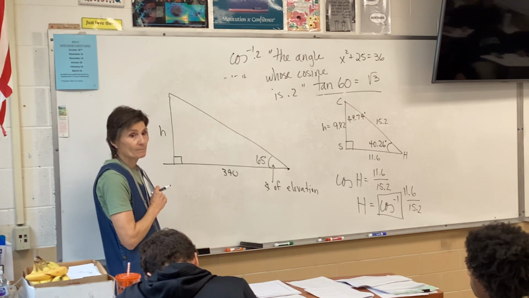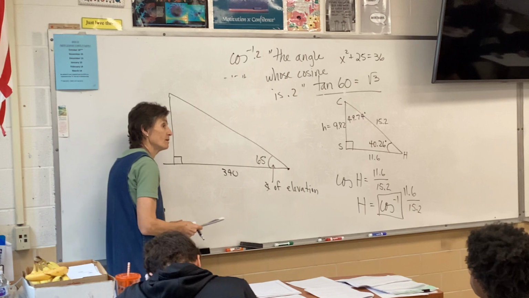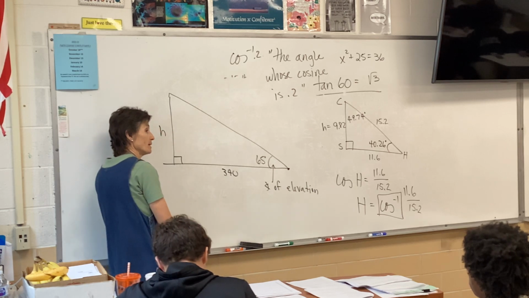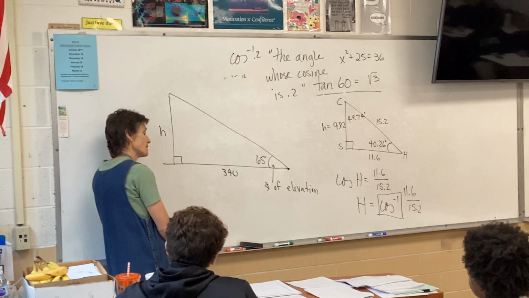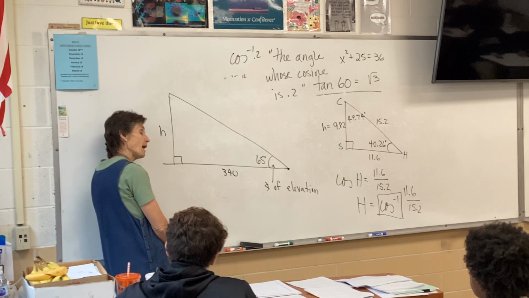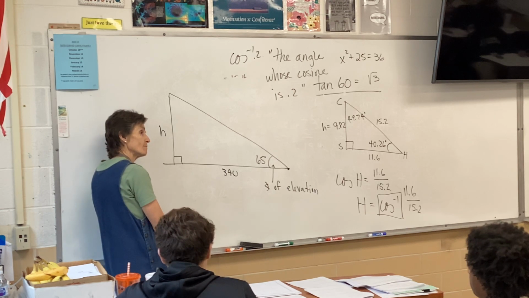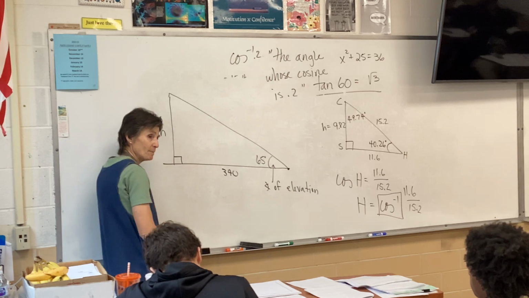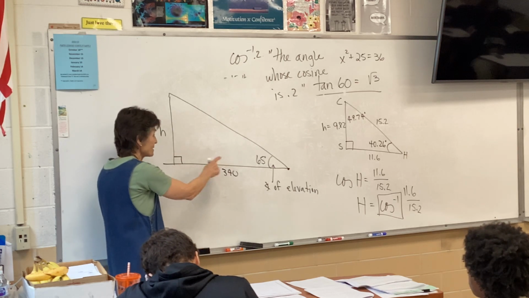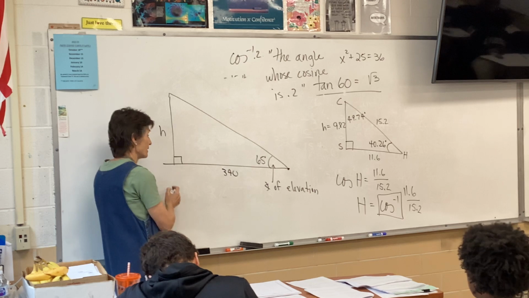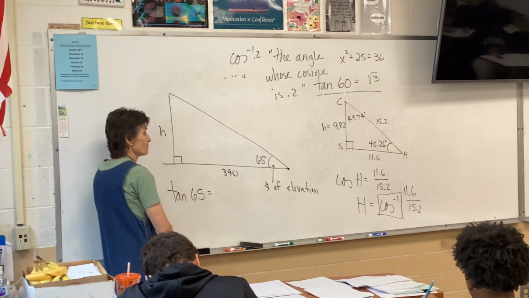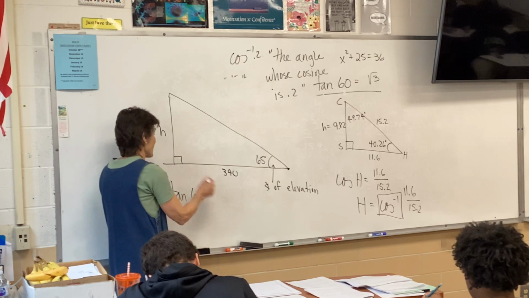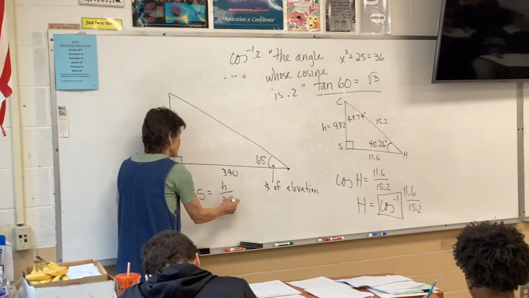Now, pick a function, sine, cosine, or tangent. Let's stick with the big three since we have those buttons. Would this be a sine, cosine, or tangent problem? How do you know it would be tangent? Opposite. You know nothing about the hypotenuse, right? This involves opposite and adjacent. So tangent angle, tan 65, equals opposite over adjacent.